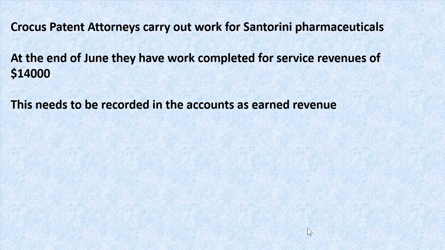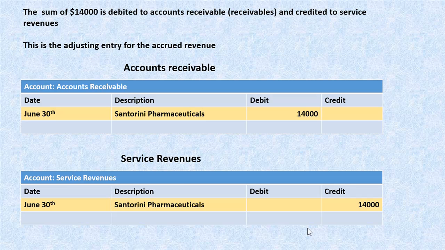Crocus Patent Attorneys carry out work for Santorini Pharmaceuticals. It's a service company, and at the end of June they have work completed for service revenues which they estimated at $14,000. So again, they need to record it in June because that was when the revenue was earned. To make that record, they debit accounts receivable with $14,000 and they will credit the service revenues with $14,000. So the asset of accounts receivable is increased by $14,000 and the revenues have increased by $14,000 as well.